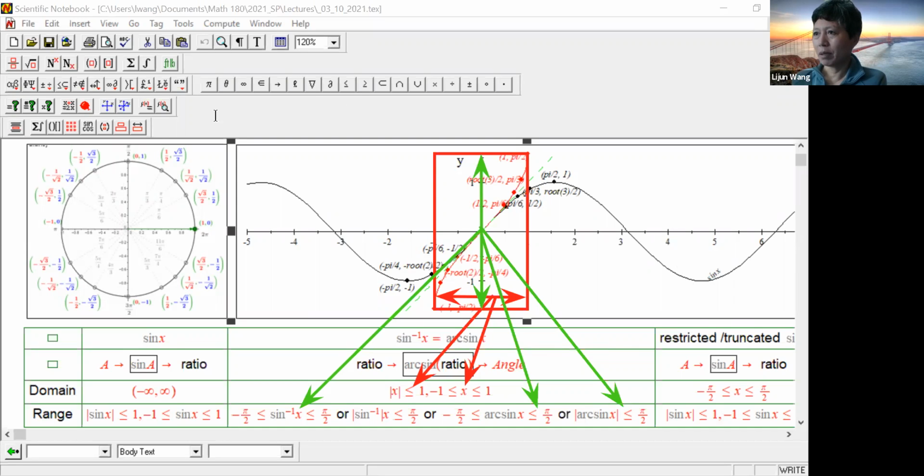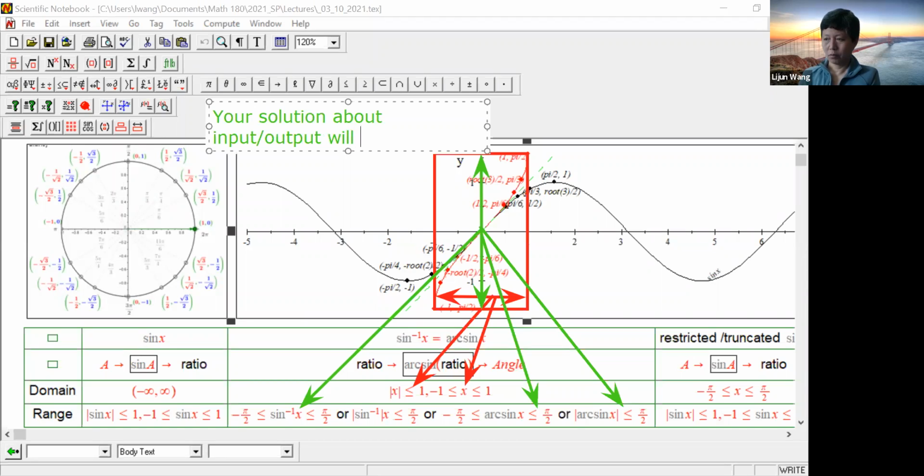What is so important about domain and range? Your solution, about input or output, will never be outside the domain and range.